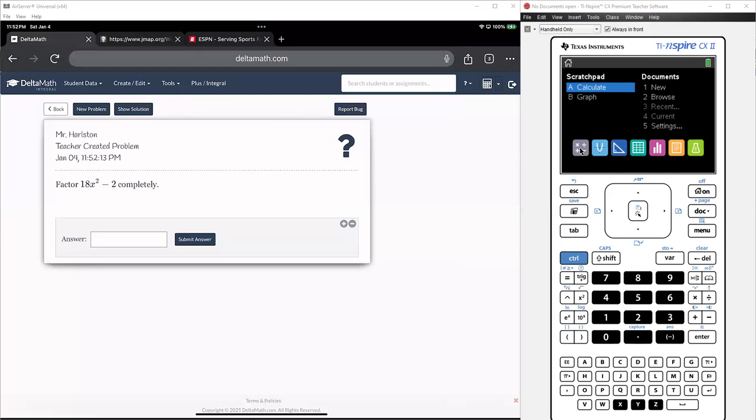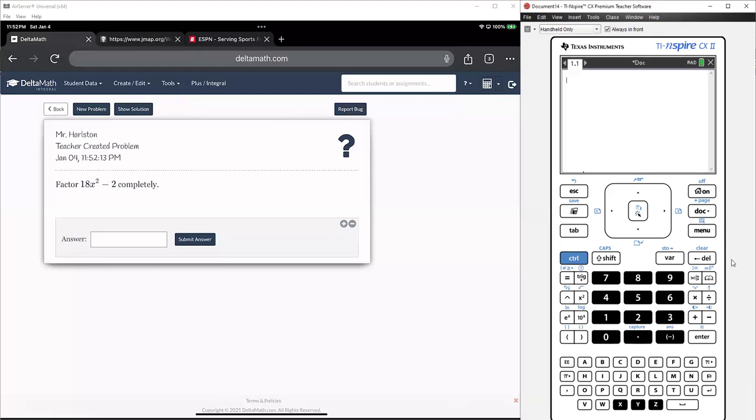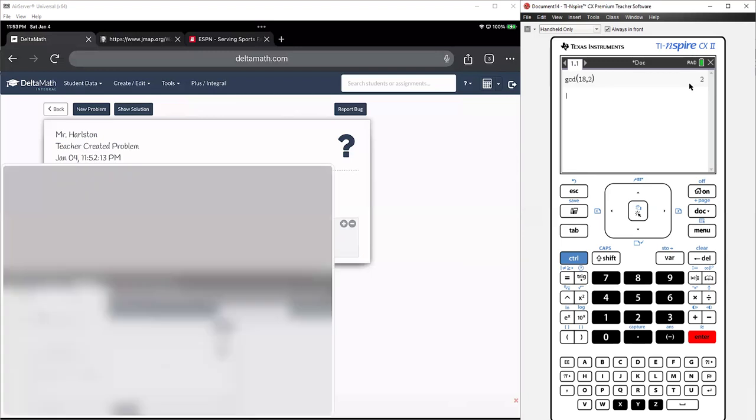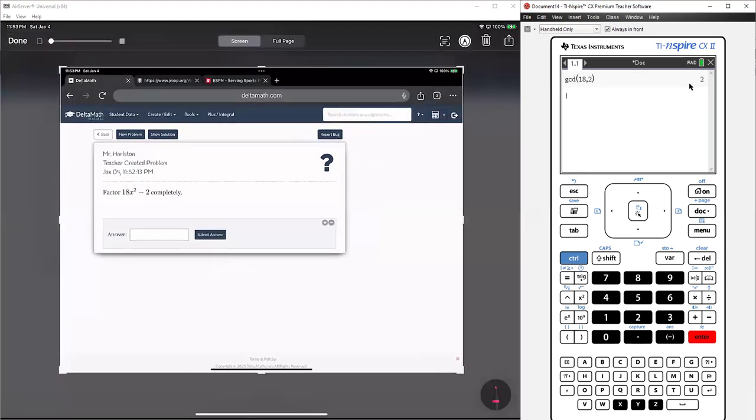I'm going to go here, and there's a menu 25. It's called greatest common divisor, which is the same thing as a GCF. You're just going to put the two numbers in there, 18, comma, 2. In this case, this is pretty easy. The GCF is actually 2. So let me take a picture of this because I want to write on this.